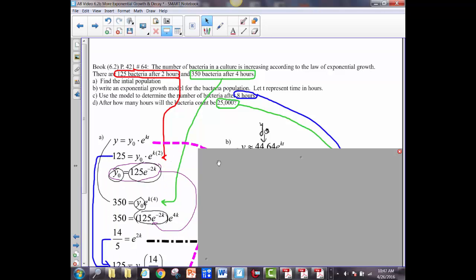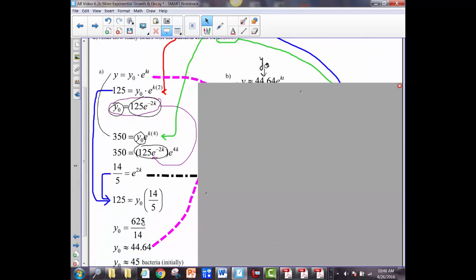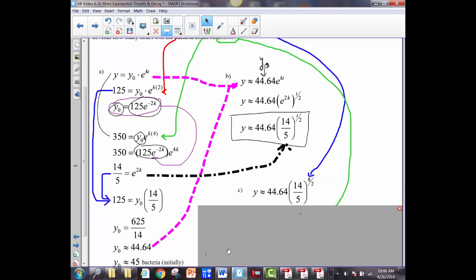Okay, so same deal as always. y equals y0 times e to the kt. First initial condition, there's 125 bacteria after 2 hours. So I am able to isolate y0 here and get 125 divided by e to the 2k, which is 125 e to the negative 2k. Then I have a second initial condition. So I'm going to take the same equation. This time I'm going to replace y by 350, and I'm going to replace t by 4. Now I have this expression, but I'm going to replace the y0 by 125 e to the negative 2k. So it ends up that e to the 2k is 14 over 5.